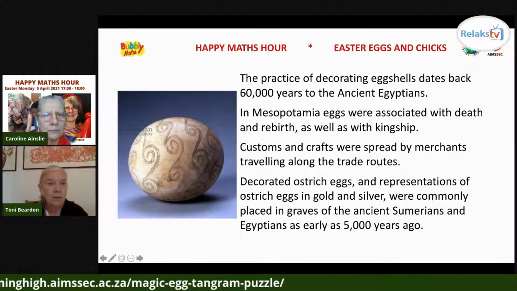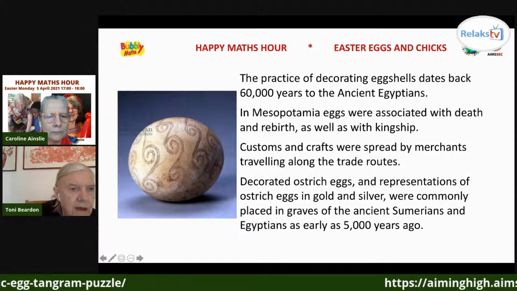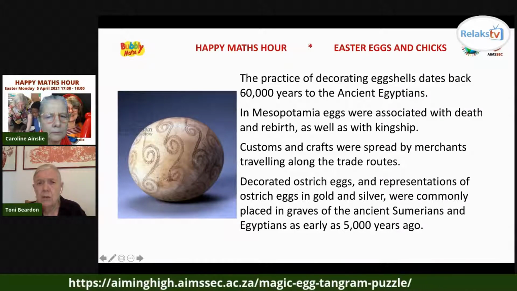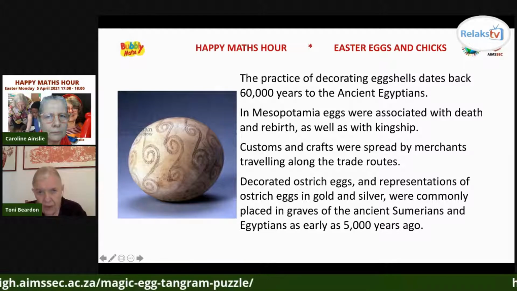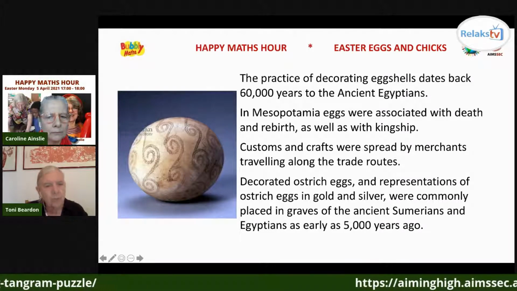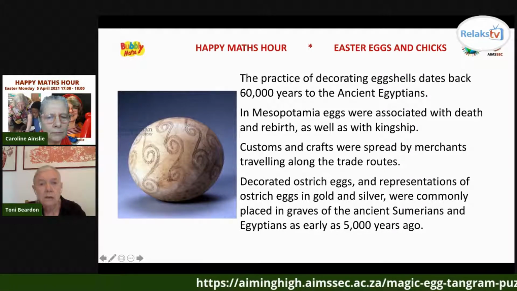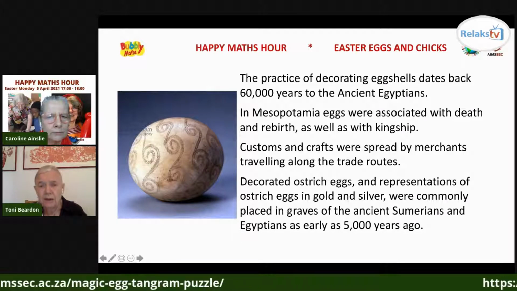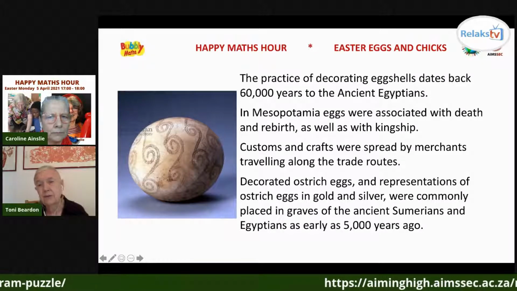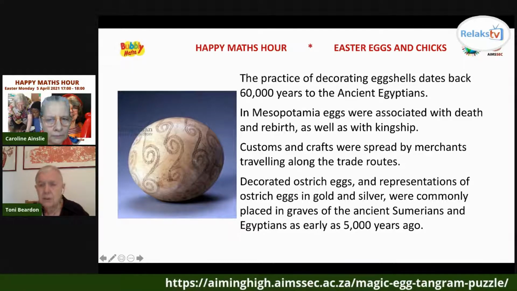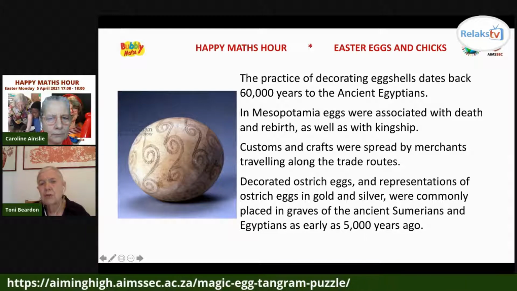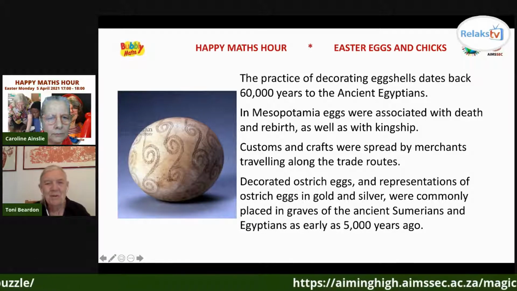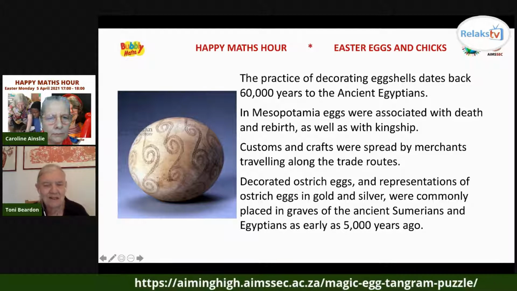And there's an example of a very, very old egg from Mesopotamia, where, interestingly, they were associated with death and rebirth. So you can see how they came to be used much later for Easter, where we celebrate the resurrection of Jesus Christ. Also in Mesopotamia, they were associated with kingship, which is again a link to the beliefs in Christianity. Now, the customs and the crafts, as I said, were spread by merchants traveling along the trade routes. So possibly it was almost a worldwide custom.